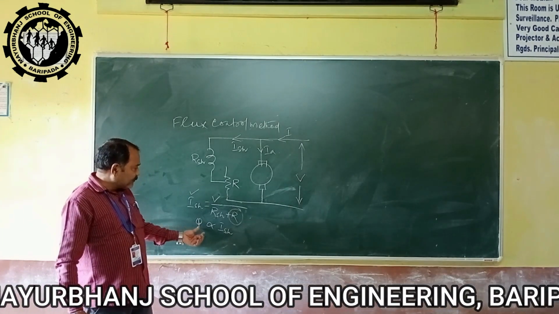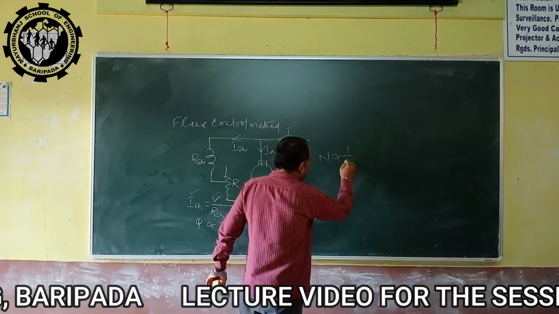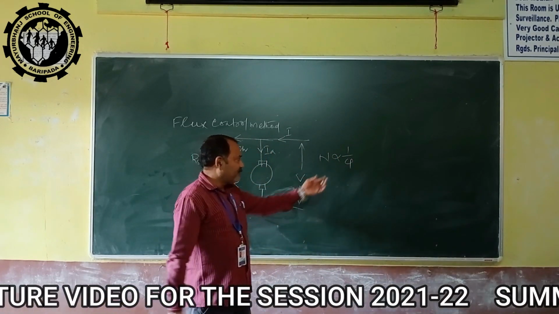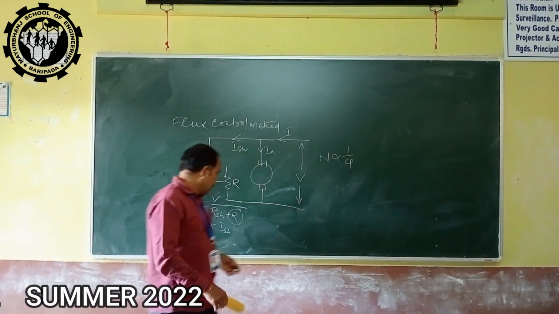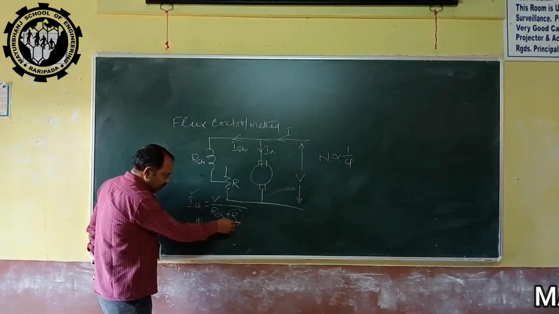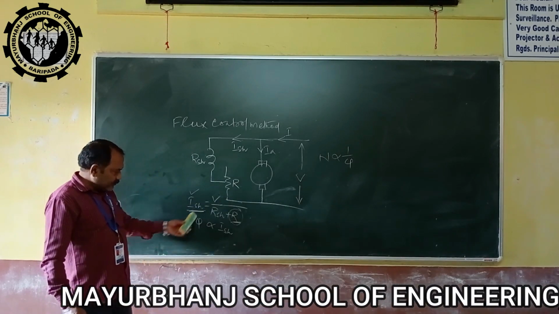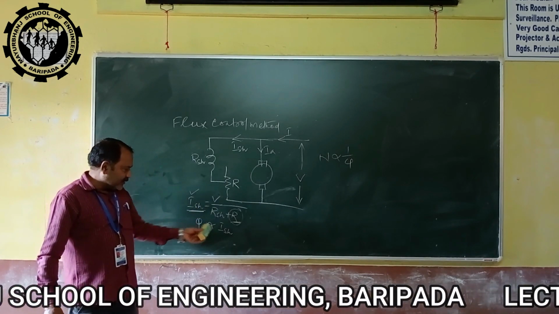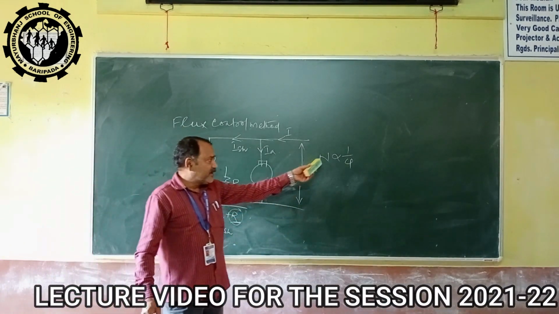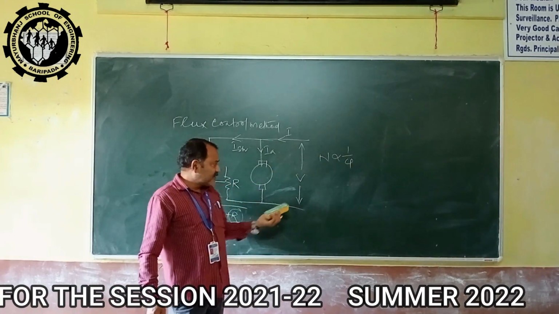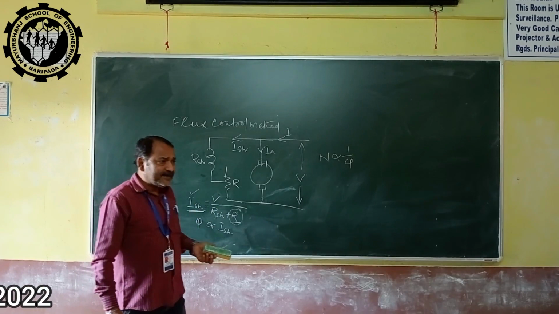When the flux is maximum, since speed N is directly proportional to 1/φ, the speed will be minimum. So by inserting the external resistance, we can reduce the field current. Whenever the field current is reduced, the flux is reduced, and when the flux is reduced, the speed increases. So in this case, the speed can be increased only. But there are some limitations.